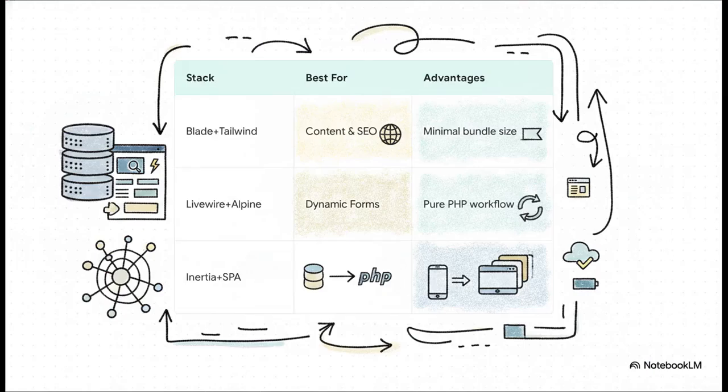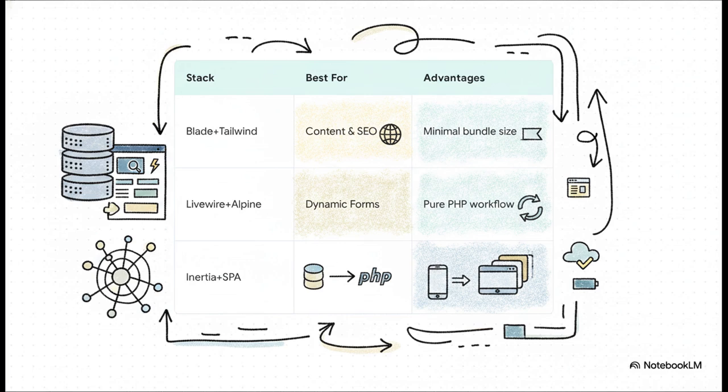We have definitely covered a lot of ground today, escalating from basic server rendering all the way to hybrid SPAs. So the crucial point here is synthesizing all this so you know exactly when to use what. Are you building a content-heavy application where SEO and lightning-fast initial load times are absolutely critical? Go with Blade and Tailwind for a minimal bundle. Do you need dynamic, real-time forms and direct database interactivity, but you don't want the overhead of an API? Choose Livewire and Alpine for a pure PHP workflow.